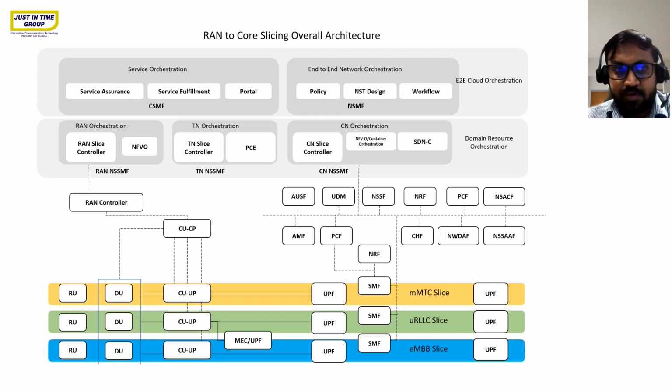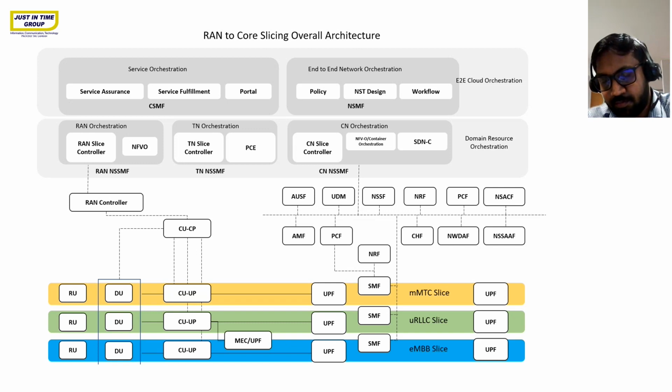For example, a RAN slice controller, or if it is an open RAN deployment, it could be a RAN intelligent controller. If it is a transport network, it could be a path computation element or some SDN controller. If it is a core network, then you can have SDN controllers for your NFV infrastructure, some sort of NFVO, and then a core network slice controller that would take care of slicing allocations. That means spinning up new container network functions.